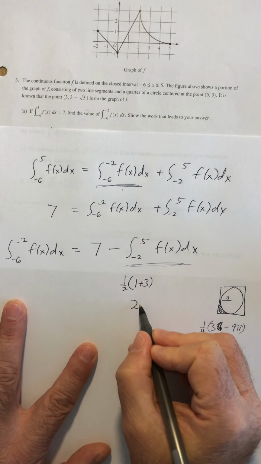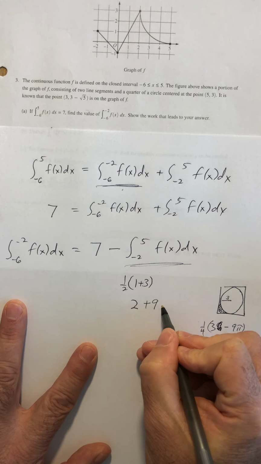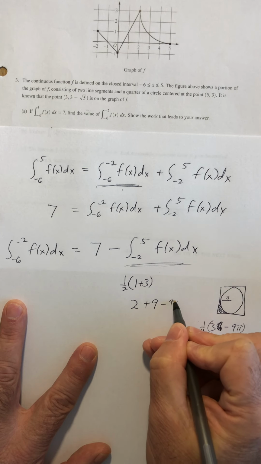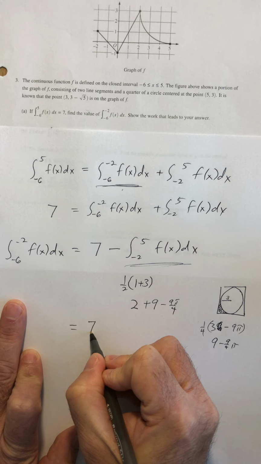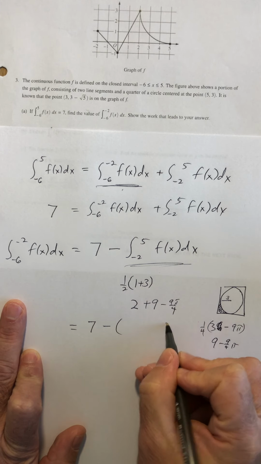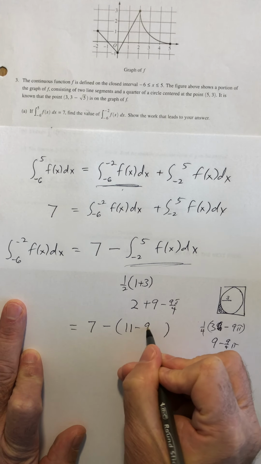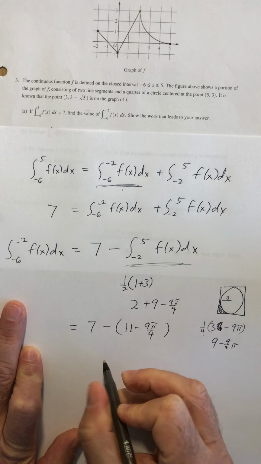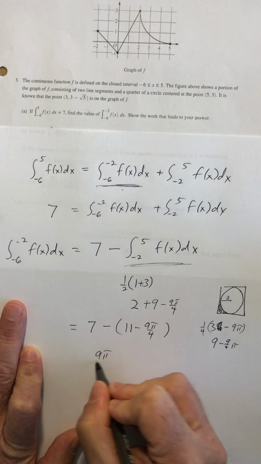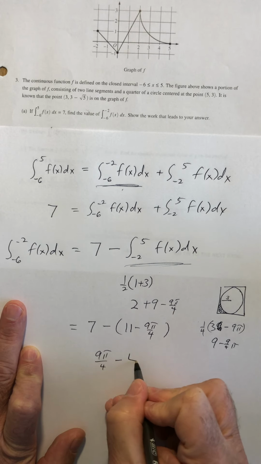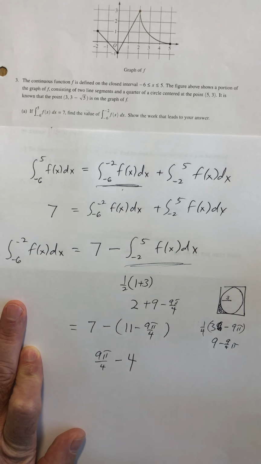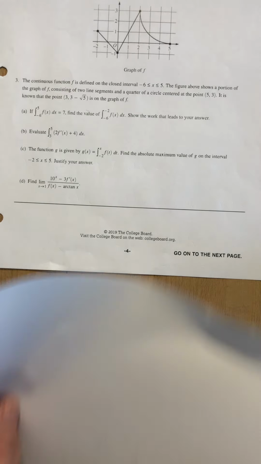And so when I add that to my trapezoid, I get the following. And so my final answer here is going to be 7 minus all of this stuff, and it's 11 minus 9 pi over 4. So you end up with a positive 9 pi over 4 and a negative 4. And so that ends up being my answer for part A.